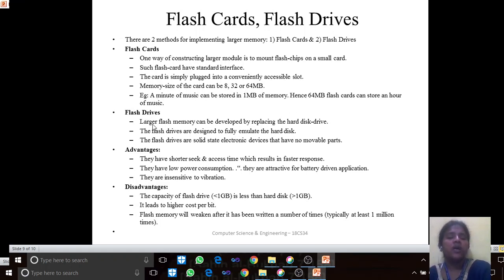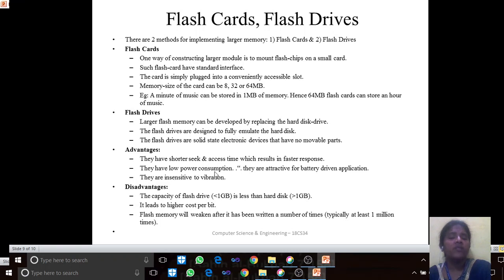Now, flash drives. Larger flash memory can be developed by replacing the hard disk drive. The flash drives are designed to fully emulate the hard disk. The flash drives are solid state electronic devices that have no movable parts. They are fixed. What are the advantages of flash drives? They have shorter seek and access time, which results in a faster response. Seek time means the time needed to access the data.